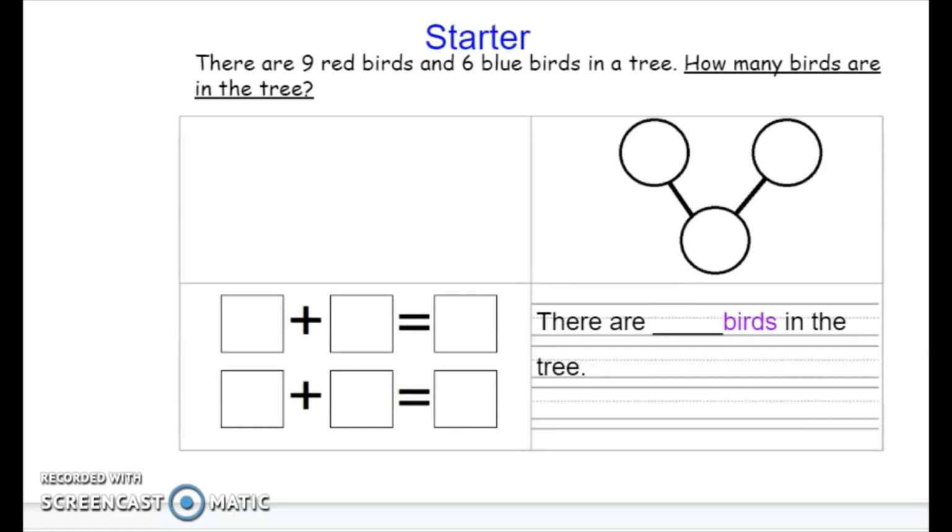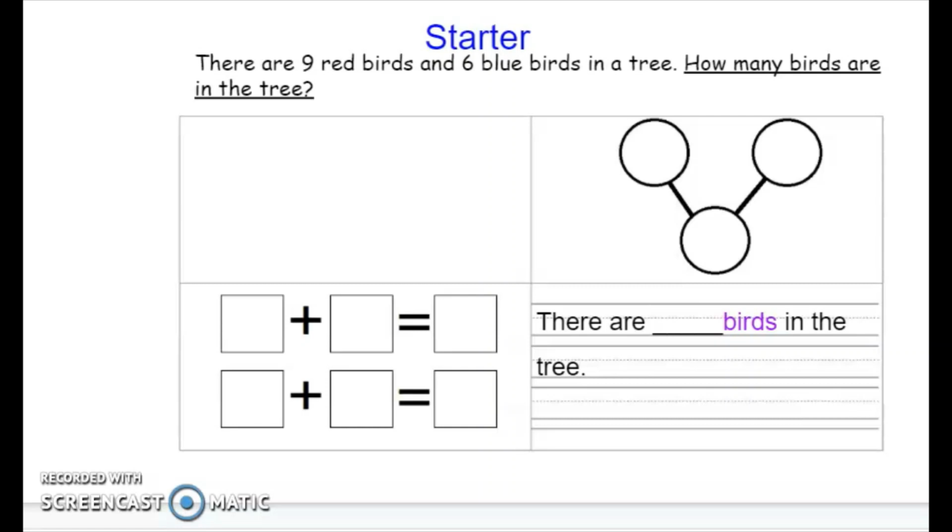Alright, for our starter problem, you may read with me or in your head as I read out loud to you. Let's get started. There are 9 red birds and 6 bluebirds in a tree. How many birds are in the tree? Remember, my friends, great mathematicians always go back and reread the problem, so let's do that. There are 9 red birds and 6 bluebirds in a tree. How many birds are in the tree?